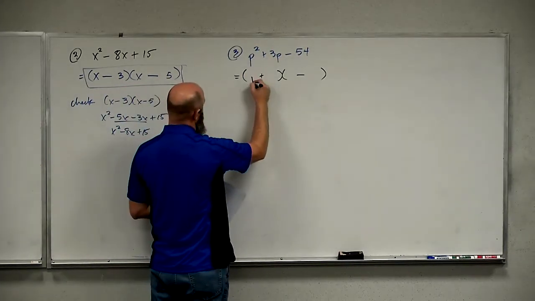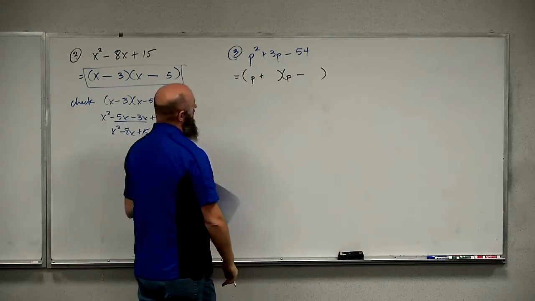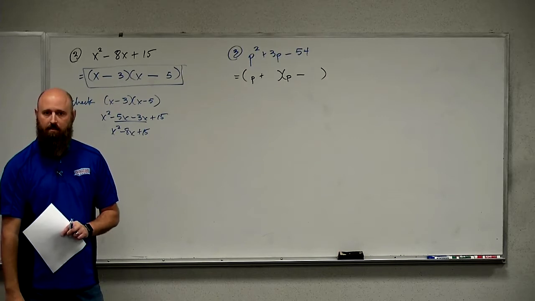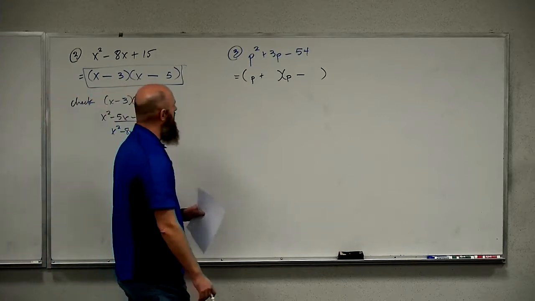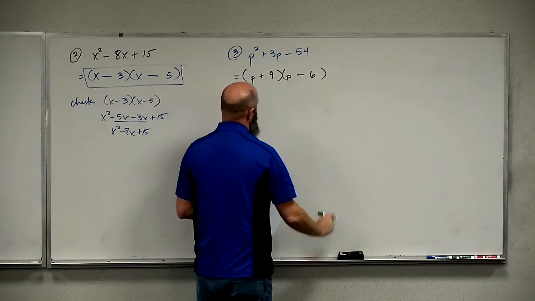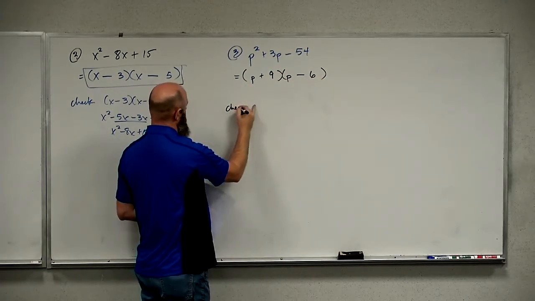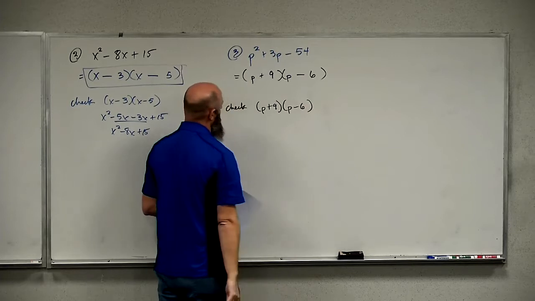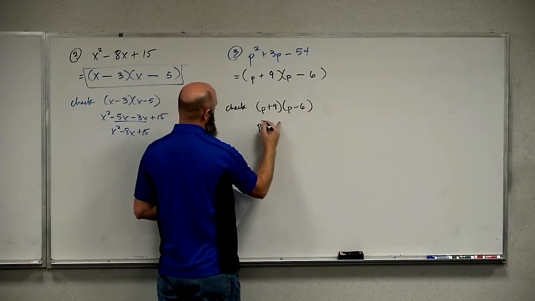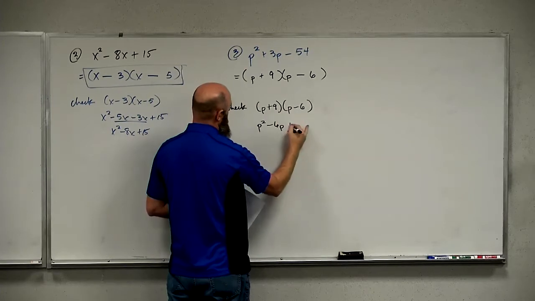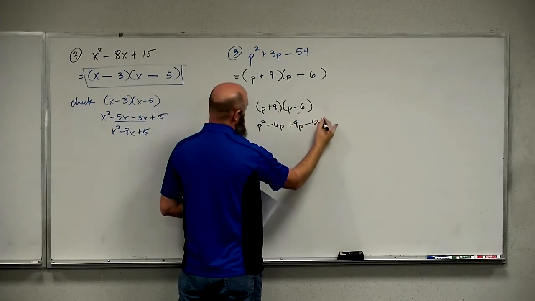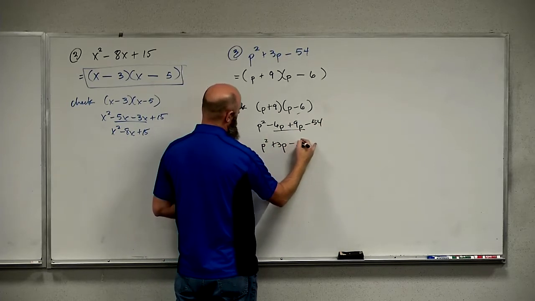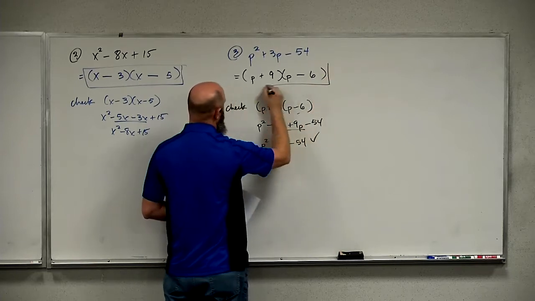All right, so for p squared, we're going to get p and p. And then for 54, first thing that comes to my mind is 9 and 6. Okay, so let's try those out. So I said 9 and then 6, and let's give that check a try. So p plus 9 and p minus 6. So p times p is p squared. We're getting negative 6p plus 9p minus 54. When we put those together, we do get a positive 3p minus 54. So that's good. We got our answer.